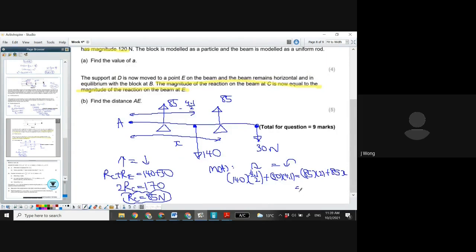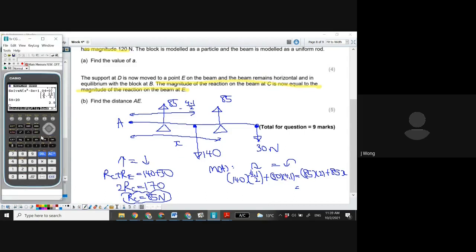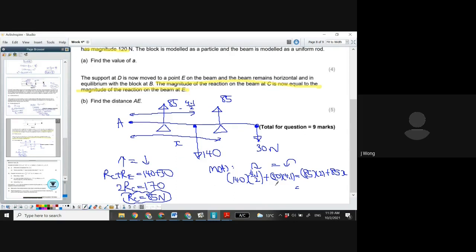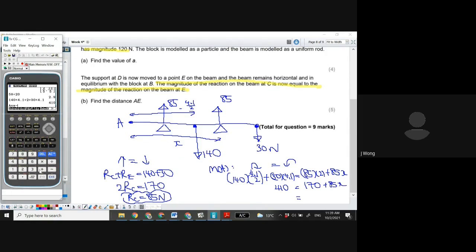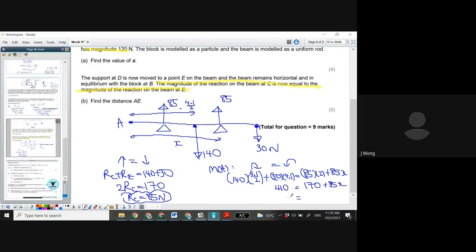So let's just toss that into a calculator and see what numbers we get. With 140 multiplied by 4.1 divided by 2 plus 30 multiplied by 4.1, that gives me this number, 410, and this is 170 again. Just a coincidence, I guess. So subtract 170 and divide this by 85. So x will be 2.8. And you just need to round to 2 significant figures.